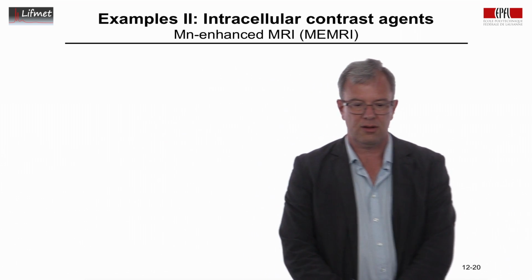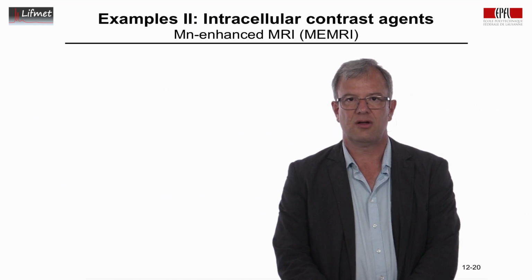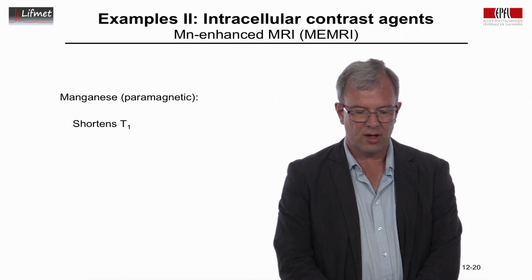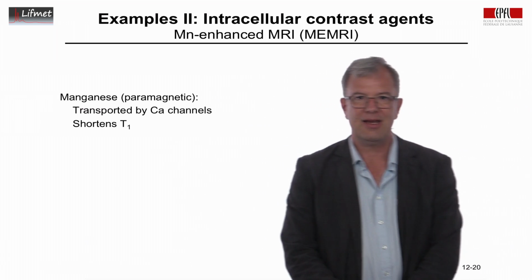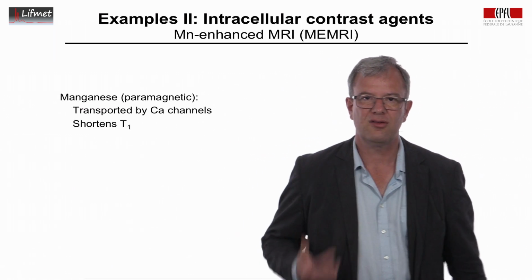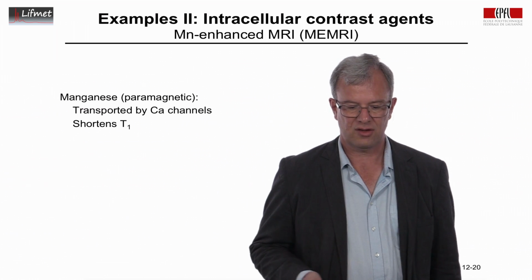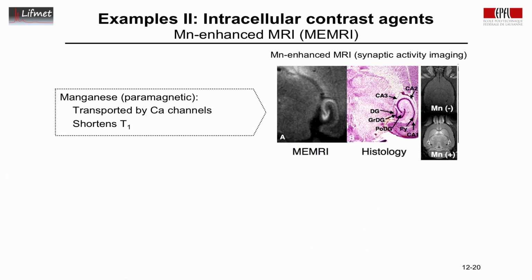The second example that I want to talk about is intracellular contrast agents. They're much harder. One is manganese. Manganese is paramagnetic. It shortens the T1. It has the interesting feature that it's transported by calcium channels. So this has been used, among others, in brain imaging. This is an image of a rodent brain, and we can see here very nicely the structure of the hippocampus, the different areas, CA3, the dentate gyrus, etc., corresponding to the structure seen in histology.